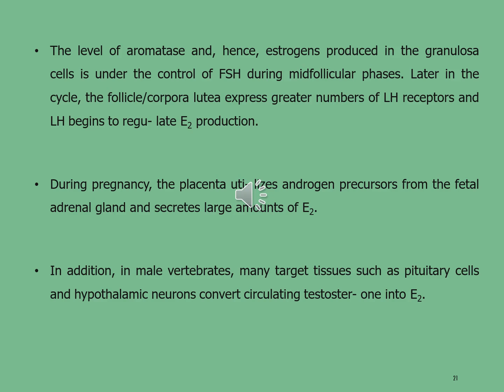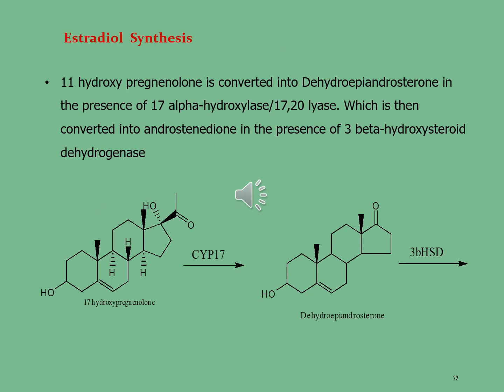In addition, in male vertebrates, many target tissues such as pituitary cells and hypothalamic neurons convert circulating testosterone into E2 steroids. Let's see the synthesis of estradiol. Estradiol is the common example of estrogens.